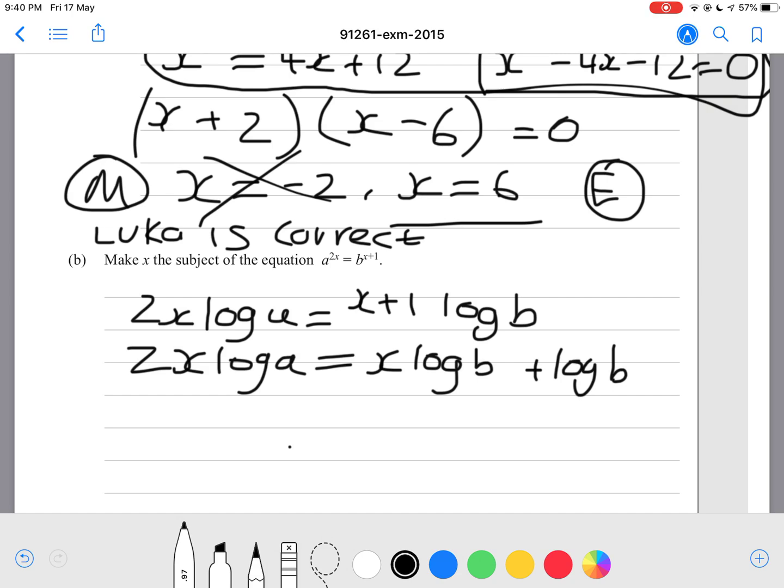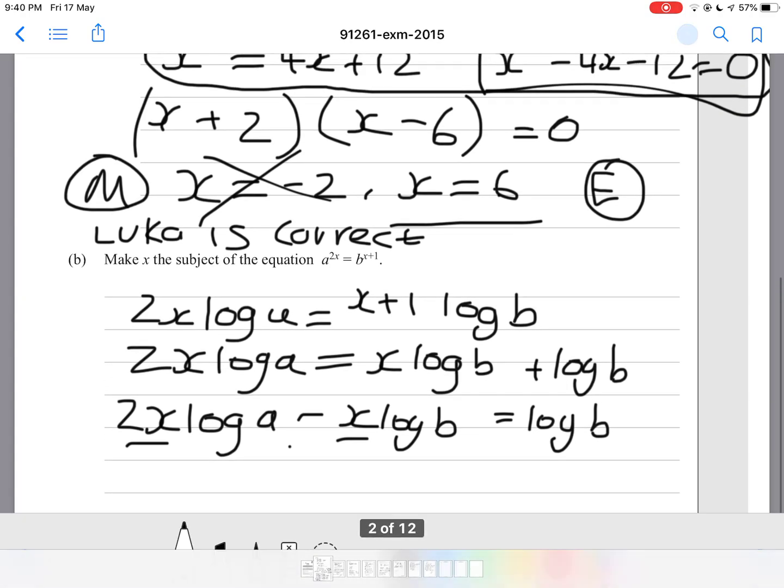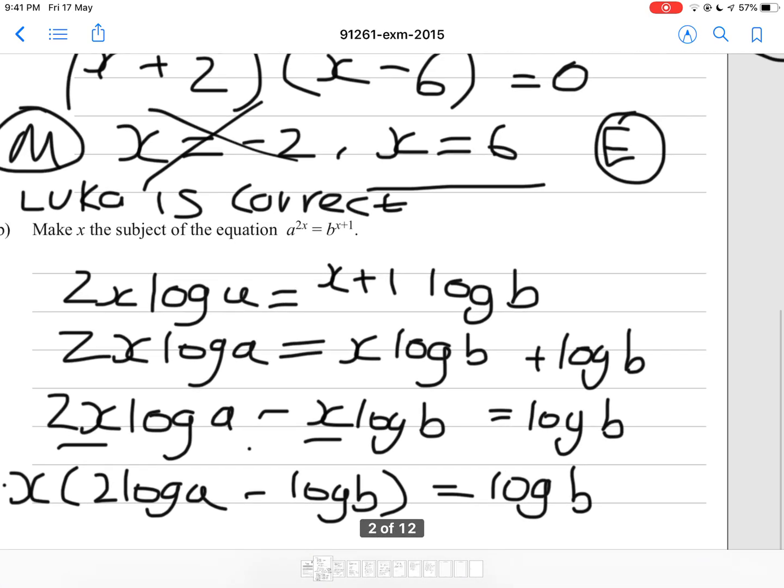So now it's a lot easier, so you can probably just simplify from here. So you say 2x log a. So now it's plus log b, so now it's going to be minus x log b equals log b. So now we have x as a common factor. Okay, we're going to take x out, so we're going to say x times 2 log a minus log b equals log b. And now we can finish the question by moving the brackets to the other side.